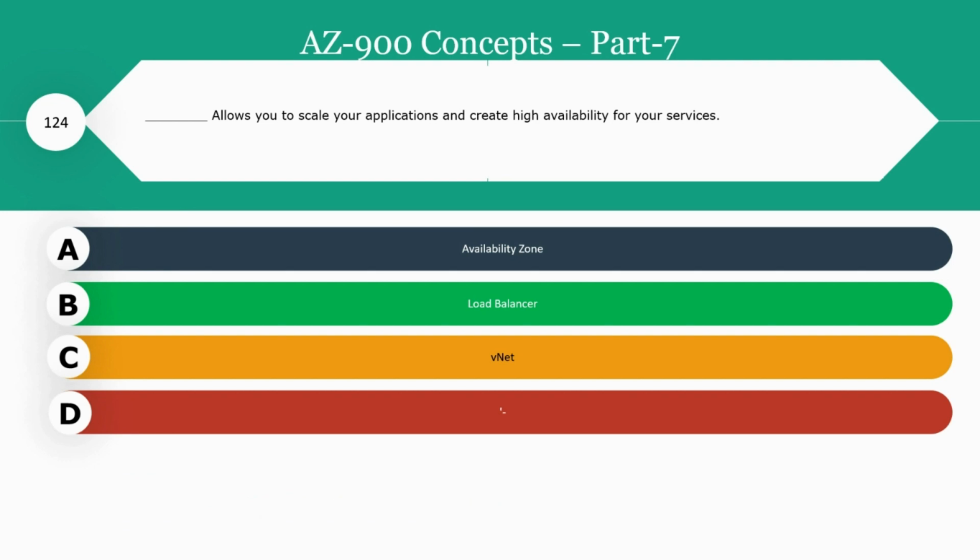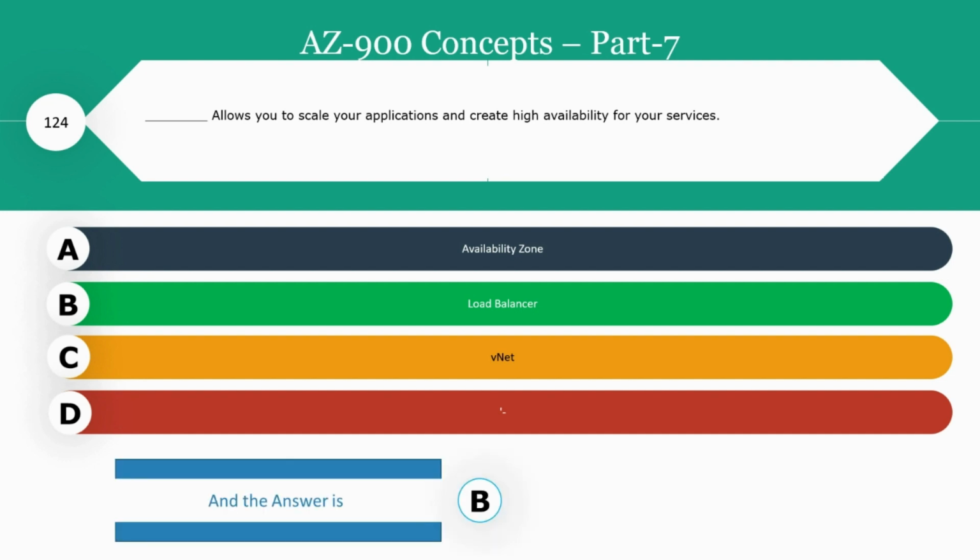Next question: Dash allows you to scale your application and create high availability for your services. Options are option A availability zone, option B load balancer, option C VNet. The right answer for this question is option B. In case a domain or data center requires additional capacity, the other data center lends help, and so scalability will be achieved. And so availability zone is the correct answer. Please note there is a correction here. The option should have been availability zone, option A.